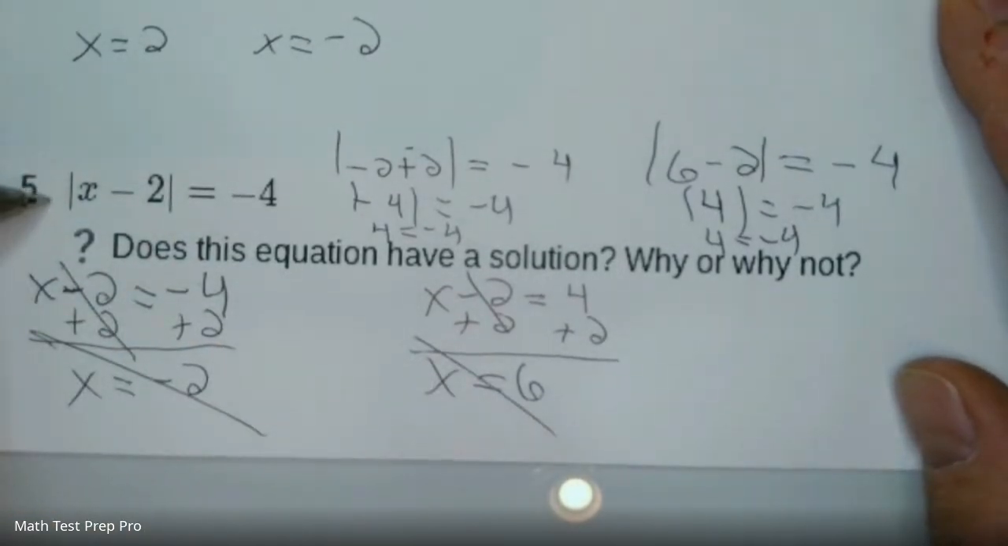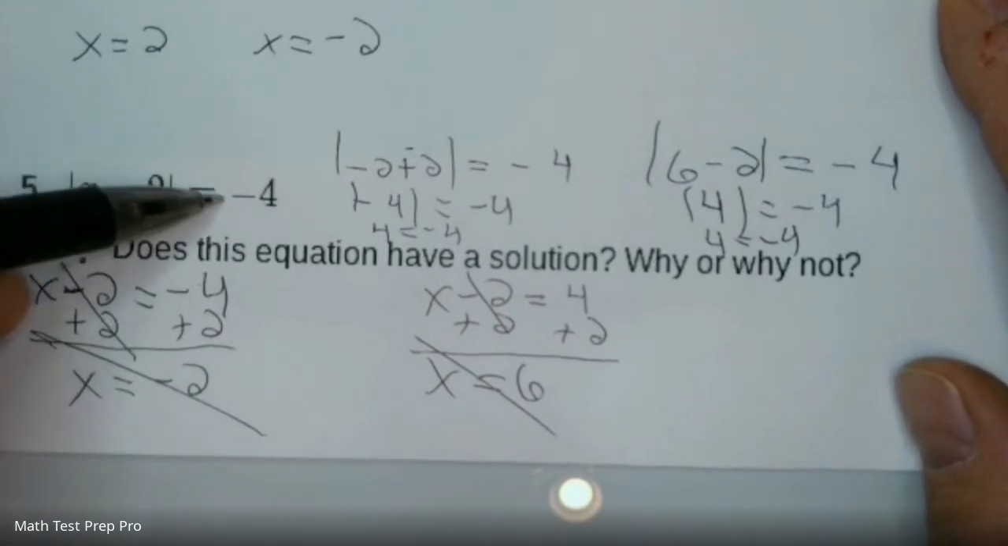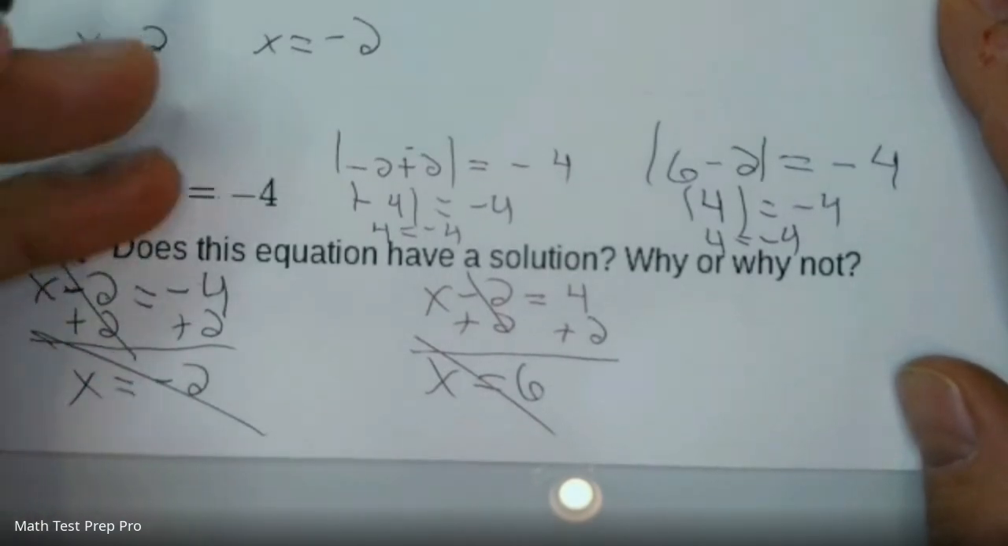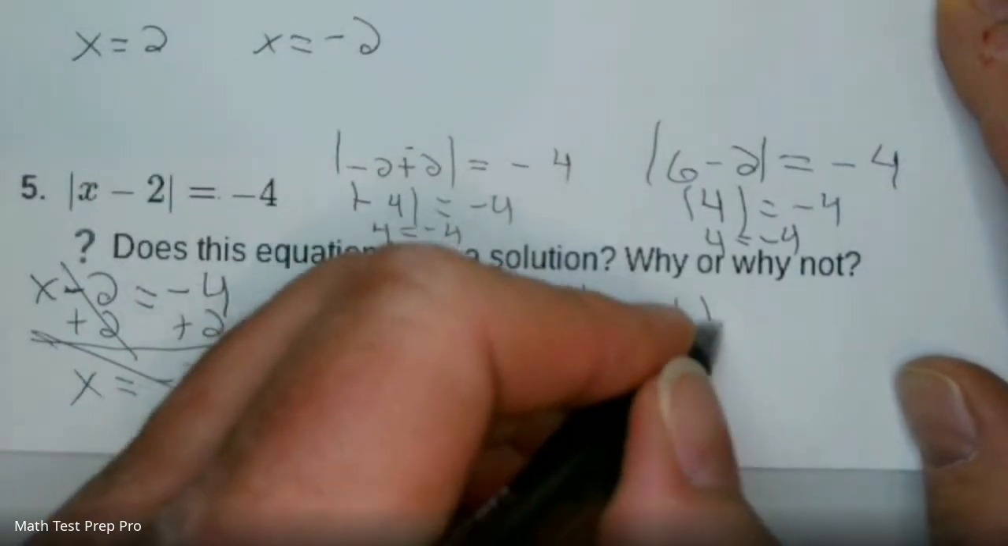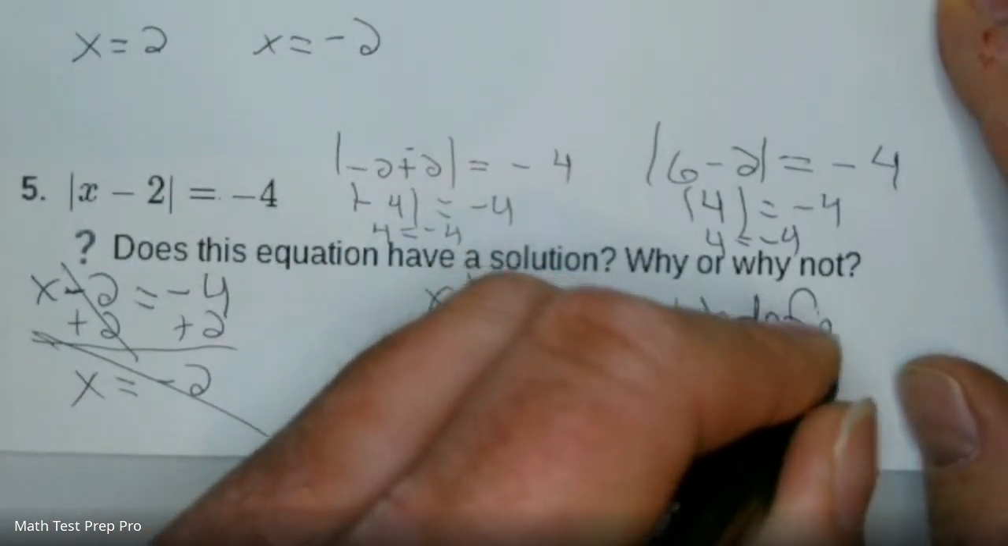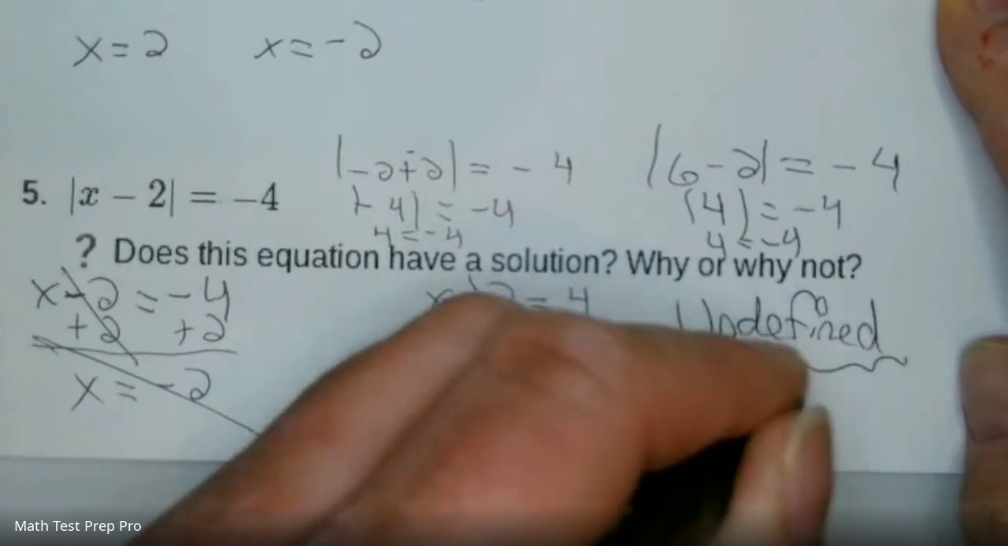And usually when you see the absolute value of x minus 2 equals -4, when you have the absolute value on the left and you have a negative answer over there, it's usually undefined, right? Because there's no answer for that equation.